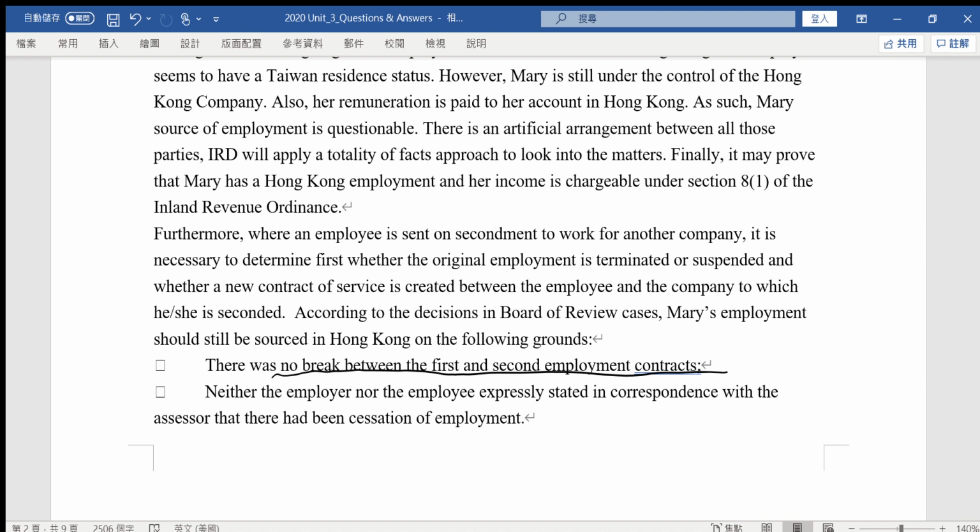And also, by looking at that, it seems that there is no cessation of the employment with the Hong Kong company. Because of that, that will be another point you can mention: the employer and the employee do not expressly state in the correspondence that there is a cessation of the Hong Kong employment. This means Mary seems to still be employed by the Hong Kong company, and at the same time she is also employed by the Taiwan company.